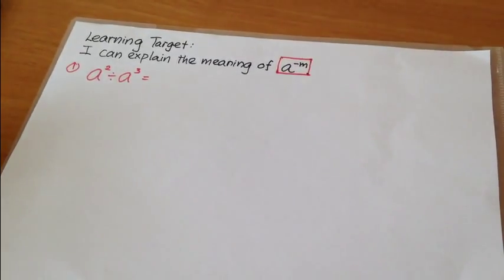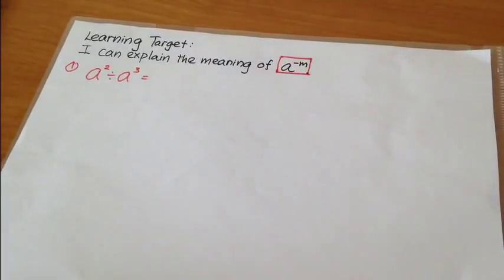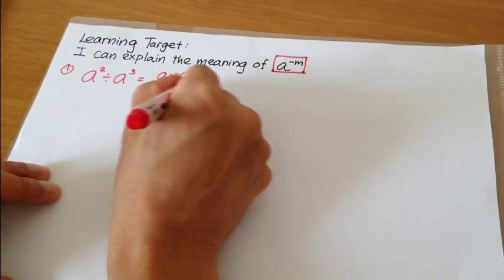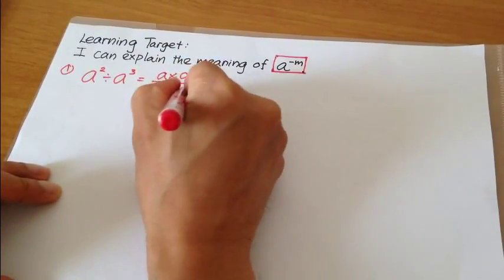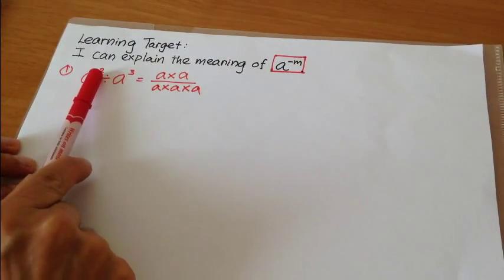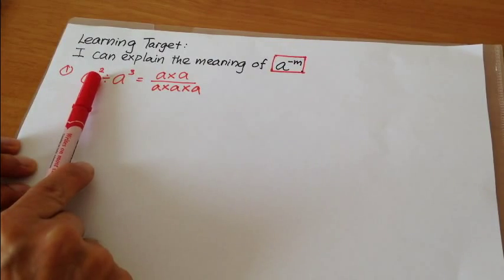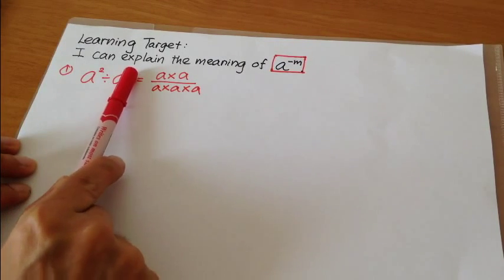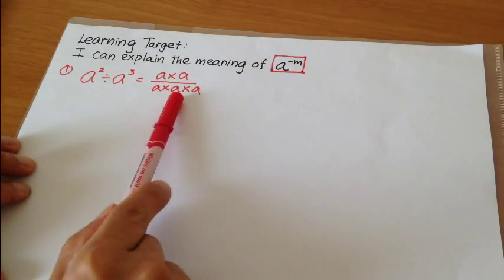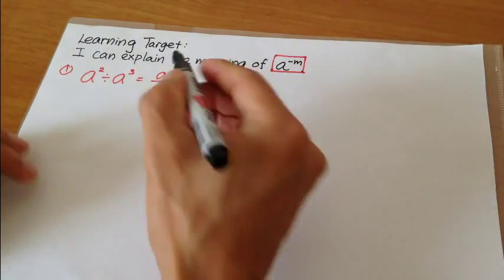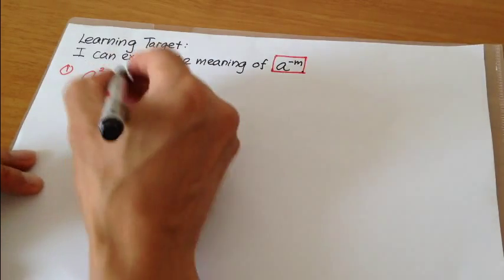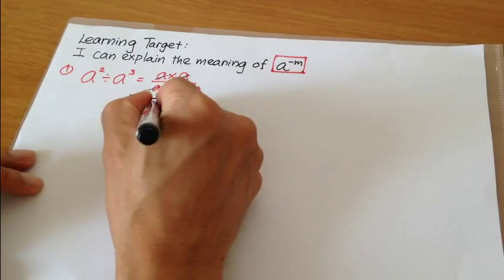Well, what does it mean to have a squared divided by a cube? Let's start from the beginning. a squared is a times a, and a cube is a times a times a. Now, compared to the previous lessons, here the value of the first index is smaller than the value of the second index. 2 is less than 3. So now you can see that there are more items in the denominator compared to the numerator. If you do the cancellation, you find that there is one item left in the denominator. So in this case, it's 1 over a.